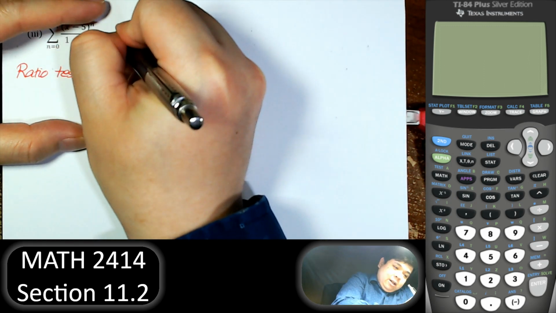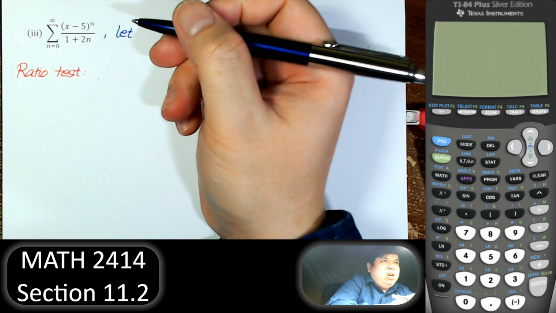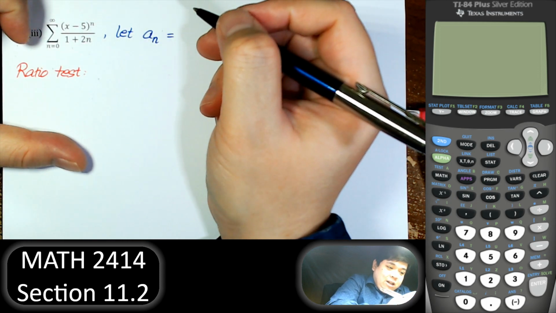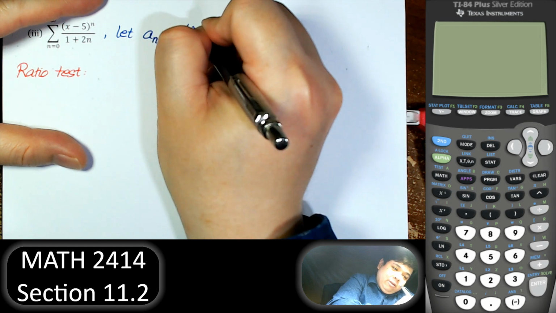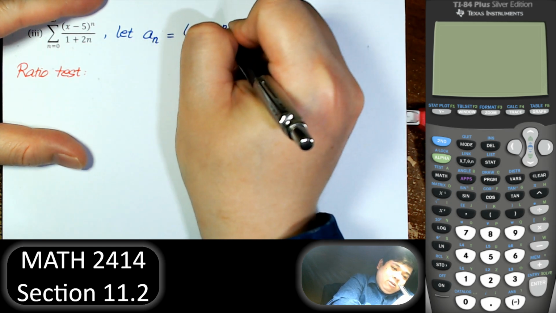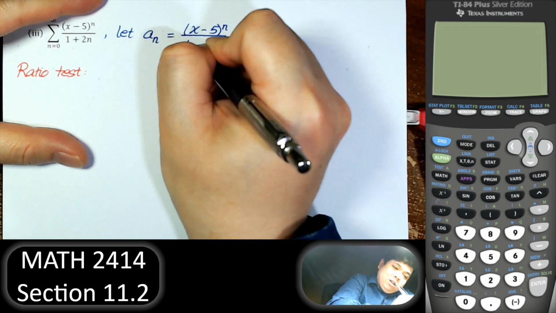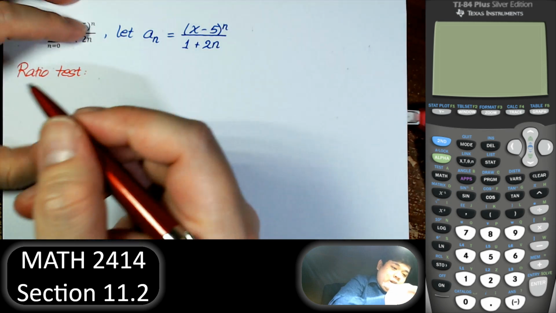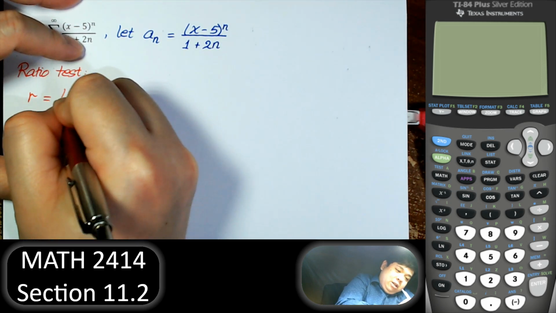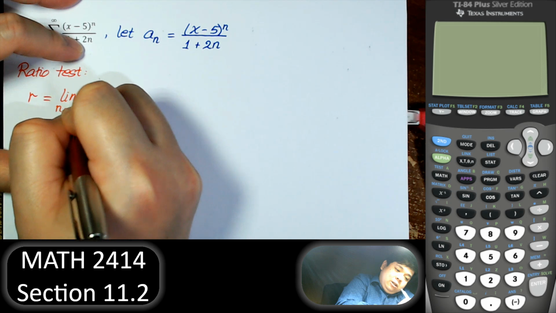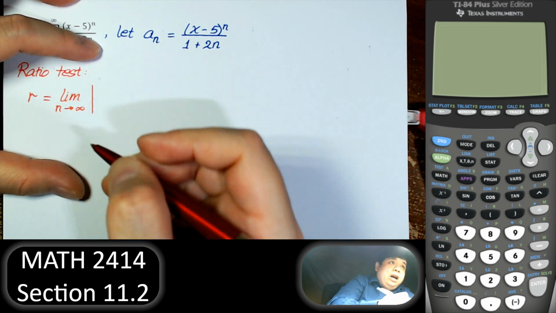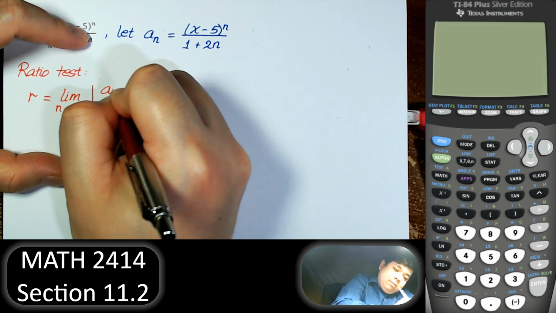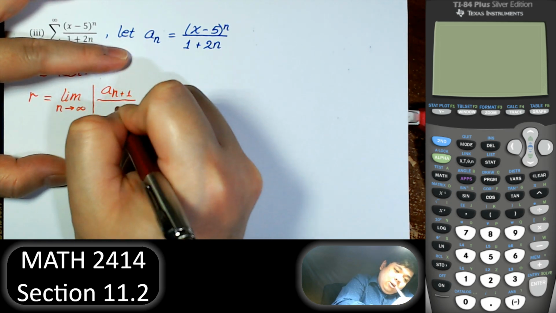So first, in this case we don't have k, we have n. That's okay. So let a sub n be x minus 5 to the n power over 1 plus 2n. Right, the ratio test. First, let R be the limit as the index, in this case n, goes to infinity, of the next term over this term.